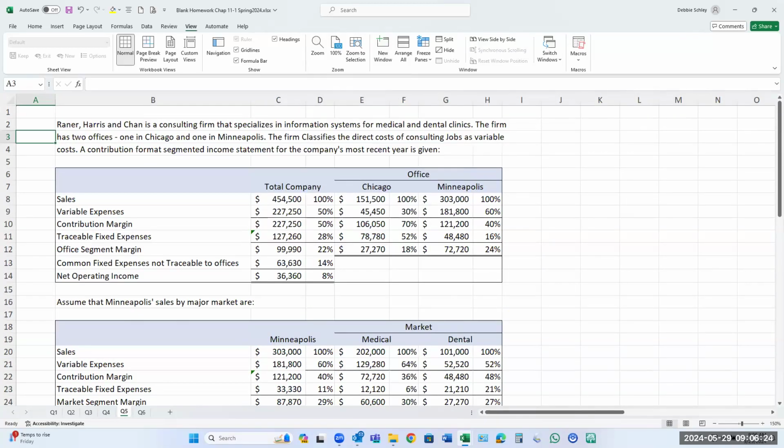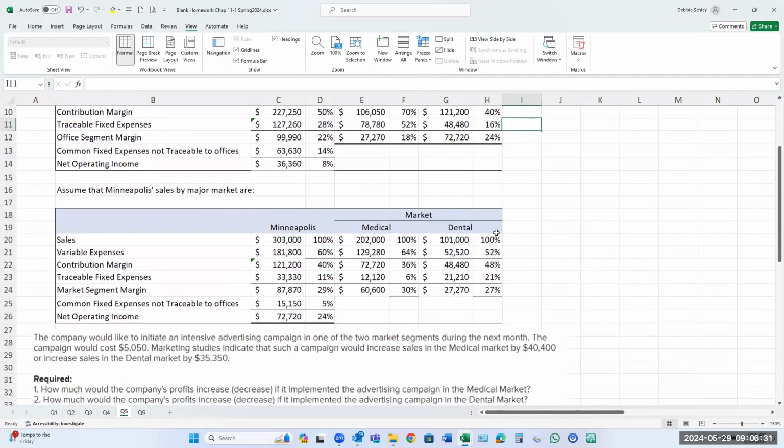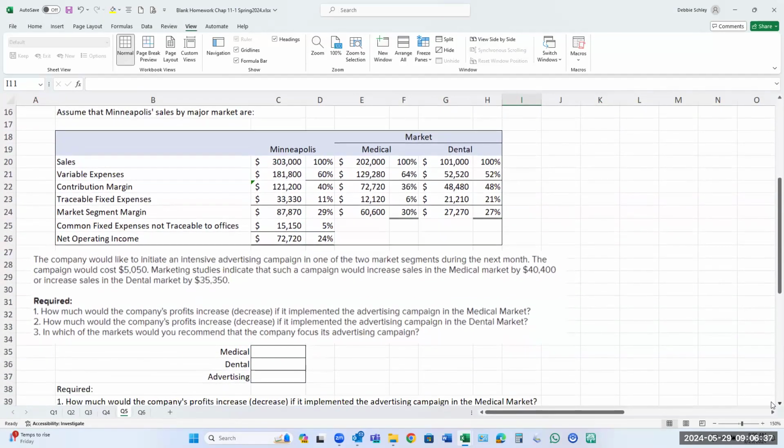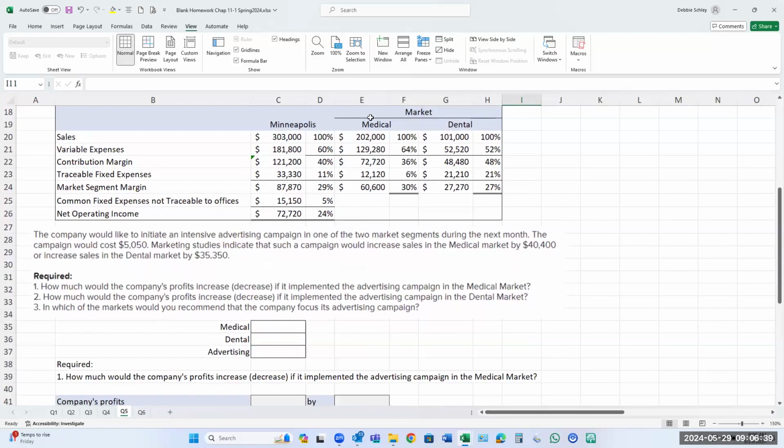All right, question 5. Again, we're the same company, but now they've given us more information about the Minneapolis market. They've given us the Minneapolis divided into medical and dental. So the company would like to initiate an intensive advertising campaign in one of the 2 market segments during the next month. The campaign would cost $5,050. So my advertising is going to increase $5,050.